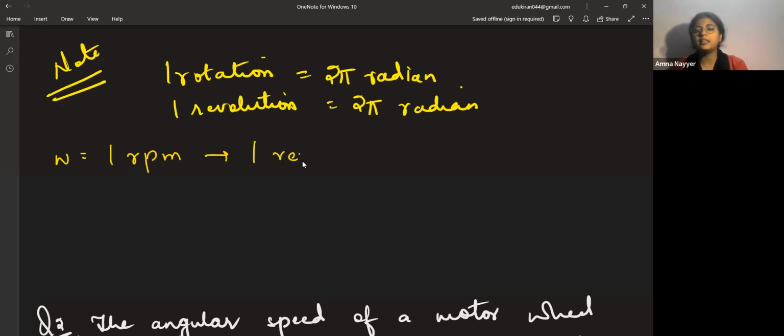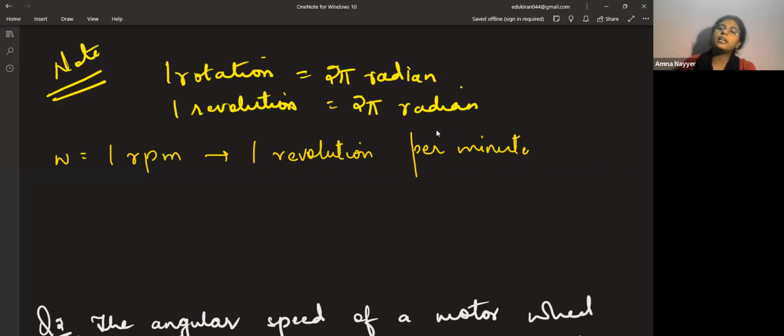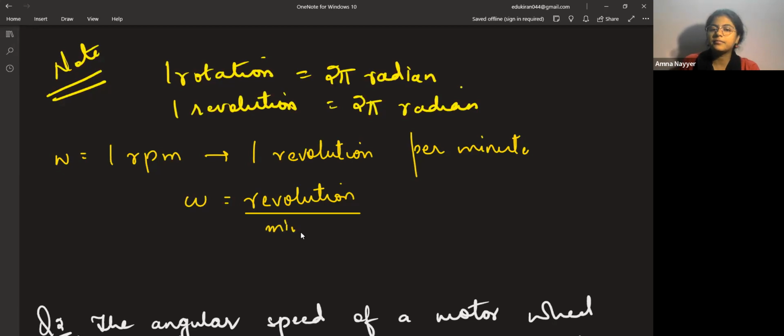Fine. Now, sometimes you are given angular velocity as 1 RPM, which stands for 1 revolution per minute. So how will you write omega, angular velocity? You will write the number of revolutions divided by minute. This is the meaning of 1 revolution per minute or 1 rotation per minute. So what was 1 revolution or 1 rotation in terms of radian? 2 pi.